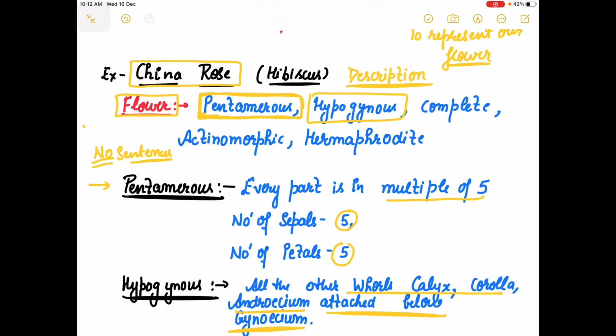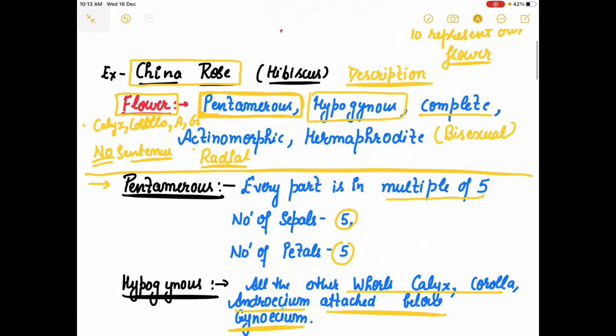Is this flower having all the 4 whorls? Is it having calyx? Is it having corolla? Is it having androecium? Is it having gynoecium? Yes. Then this flower is complete. Which kind of symmetry does this flower have? Is it actinomorphic, that is radial symmetry? Is only the male part or the female part present? No, both the parts are present. So it is a bisexual flower.